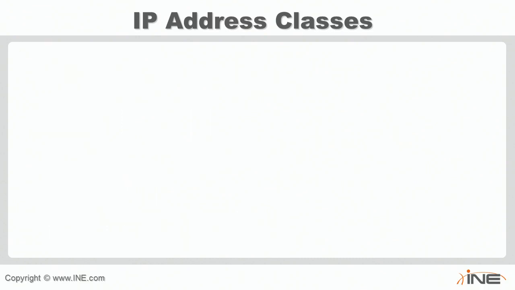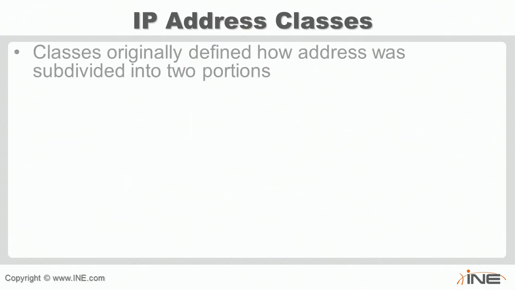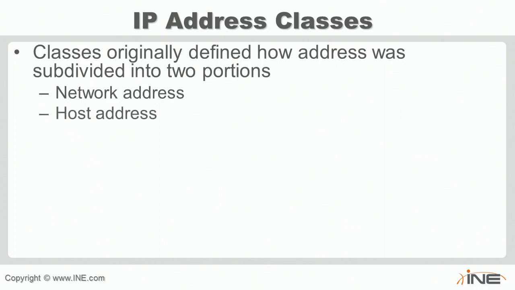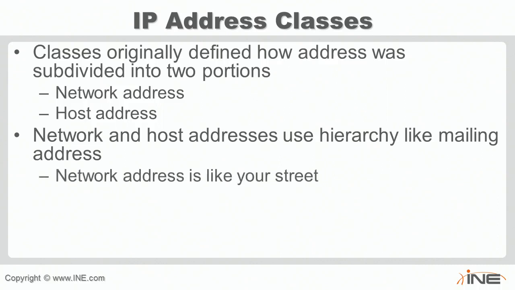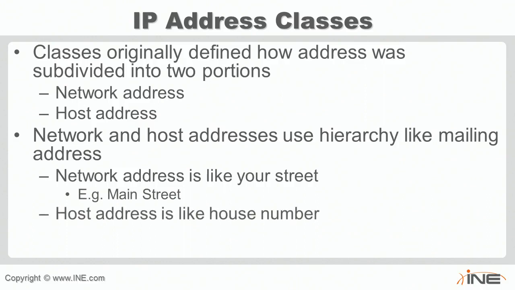Now, originally what these classes meant was going to control how we subdivide the address into 2 portions, which is known as the network address and the host address. So the overall idea of this is a hierarchy of addressing, kind of like your mailing address works, where the network address would be like your street, that I live on Main Street, and that the host address is like your house number, where you live at 100 Main Street.